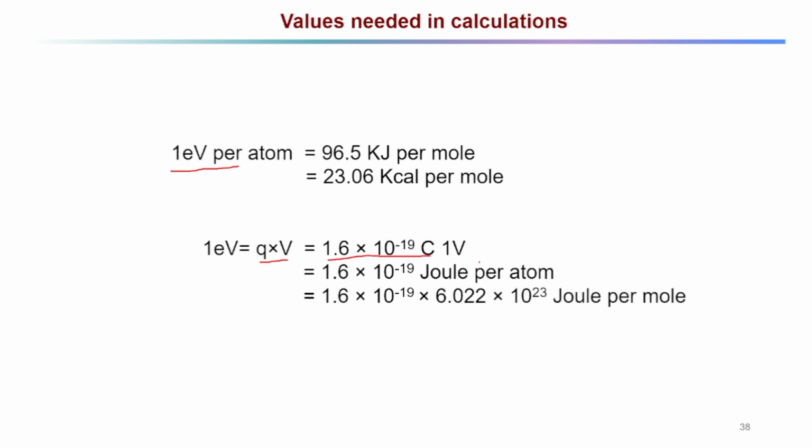And if you consider 1 volt, we get joule per atom. So coulomb multiplied by volt is joule per atom. So we get 1.6 into 10 to the minus 19 joule per atom. Now this is per atom. So if you want to convert it per mole, you have to multiply it by Avogadro number. So if you multiply it by 6.022 into 10 to the power 23, you will get the value of eV in joule per mole. Now from this joule per mole, you can convert it to kilojoule per mole and you will get this value. 1 eV per atom equals 96.5 kilojoule per mole.